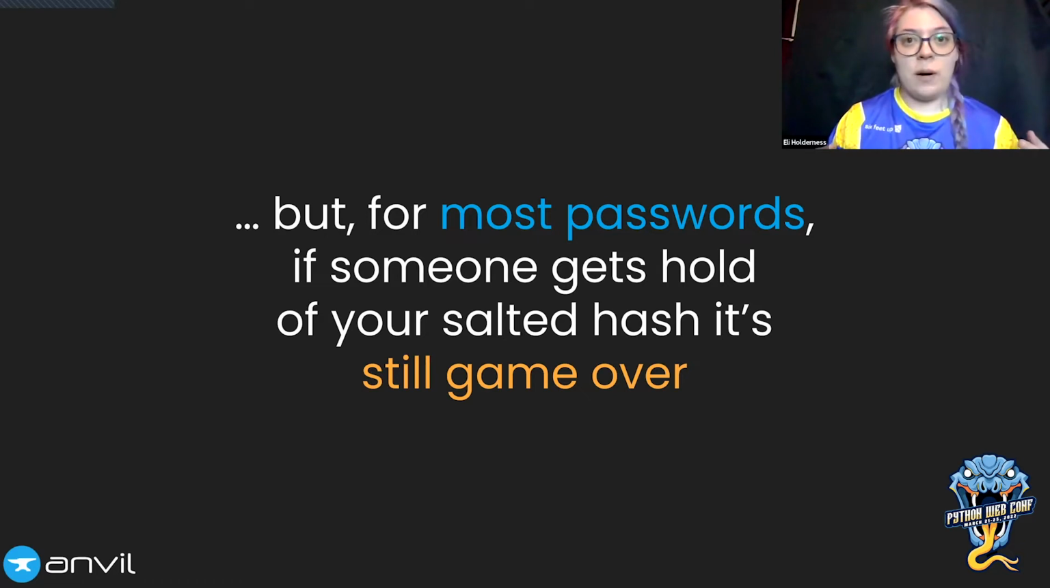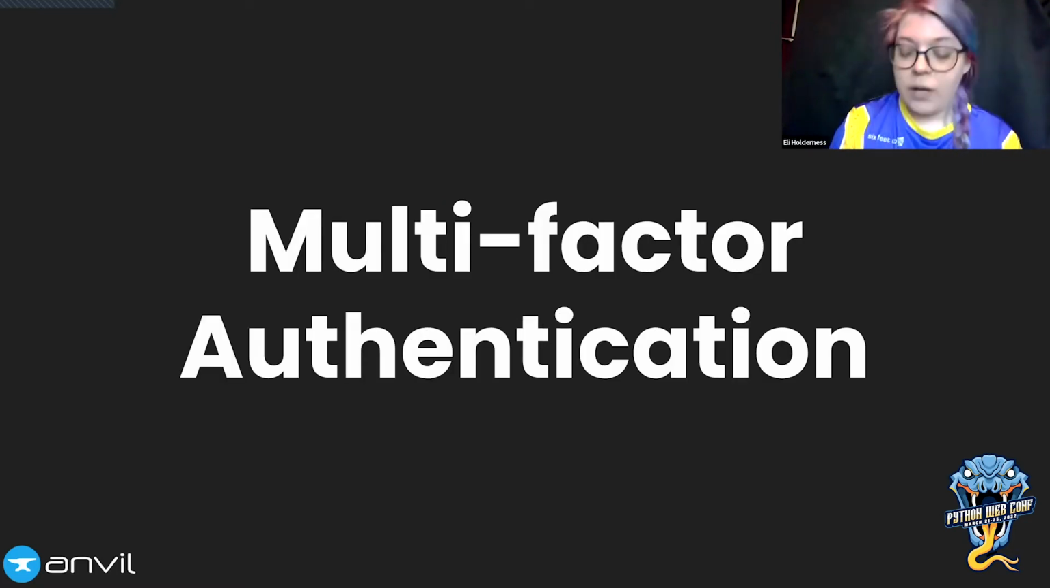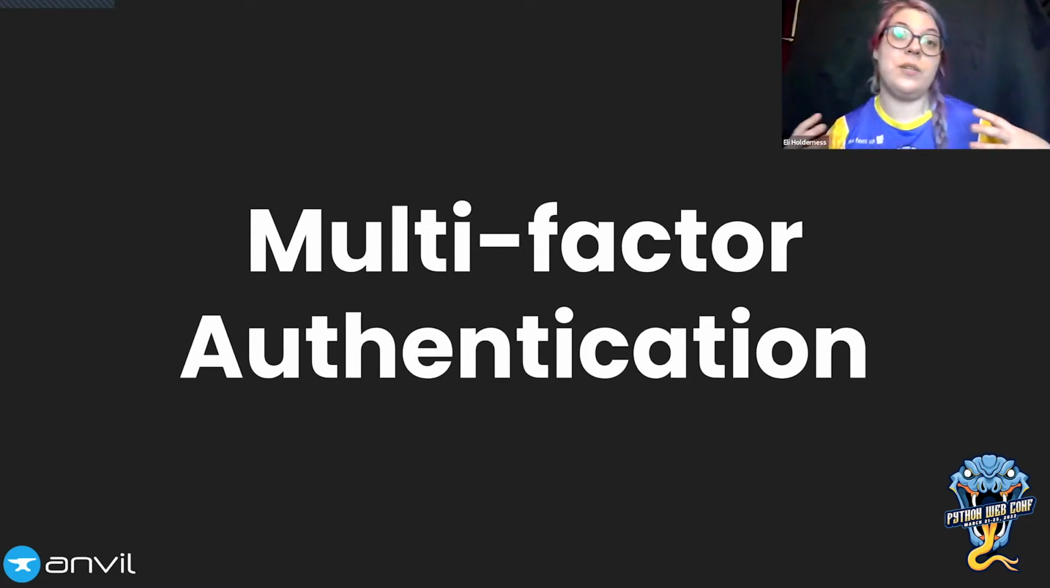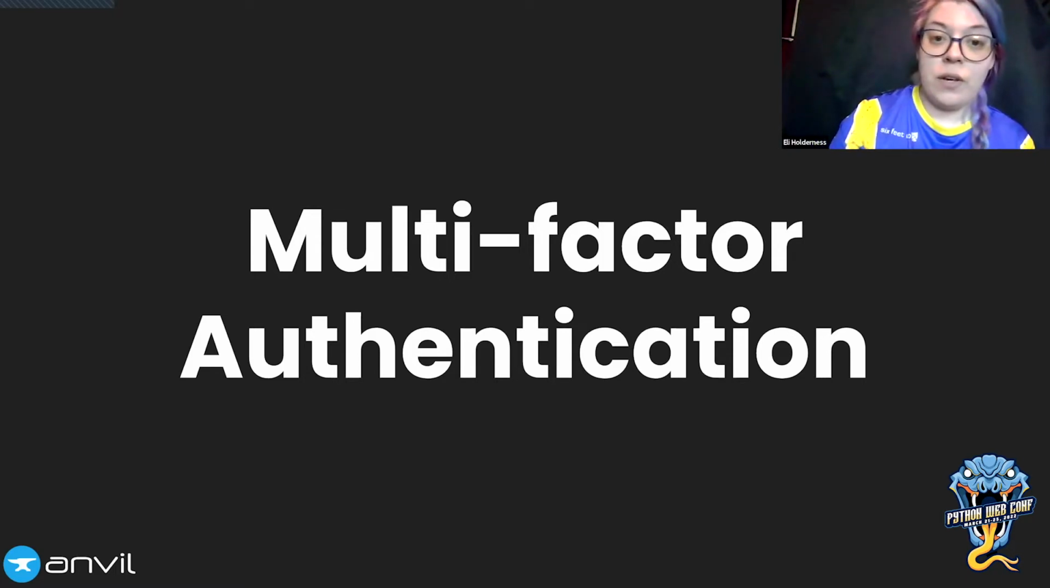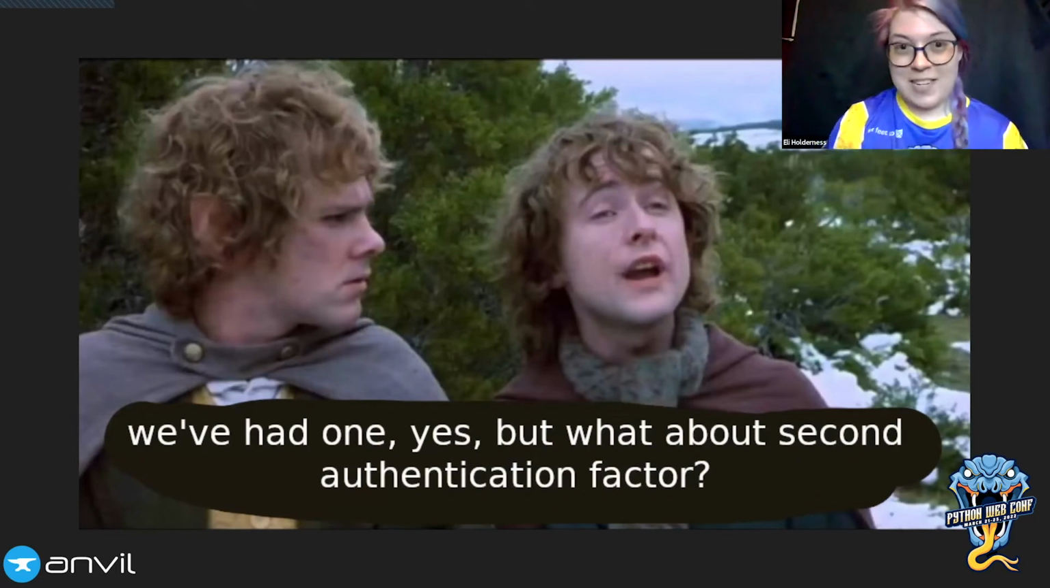So how do we defend against the vulnerabilities of this authentication system? There's something called multi-factor authentication. And we talked about the abstraction of knowledge of a password being equivalent to identity. This isn't the only kind of abstraction we can use. And here is my one concession to the title of this talk, my Lord of the Rings meme. We've had one authentication factor, yes, but what about second authentication factor?